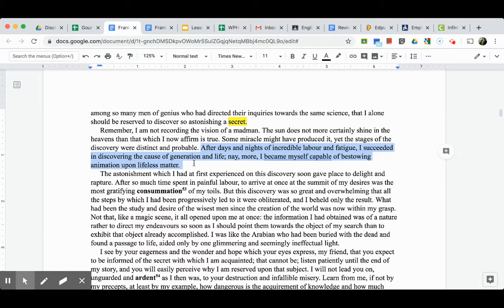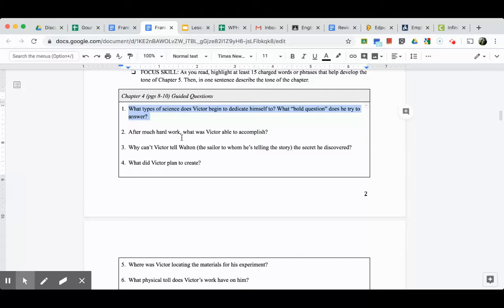Wow. Okay, he says that he discovered the ability to make dead matter, so like dead limbs or organs, come to life. I think that might be, yeah, after much hard work, what was Victor able to accomplish?